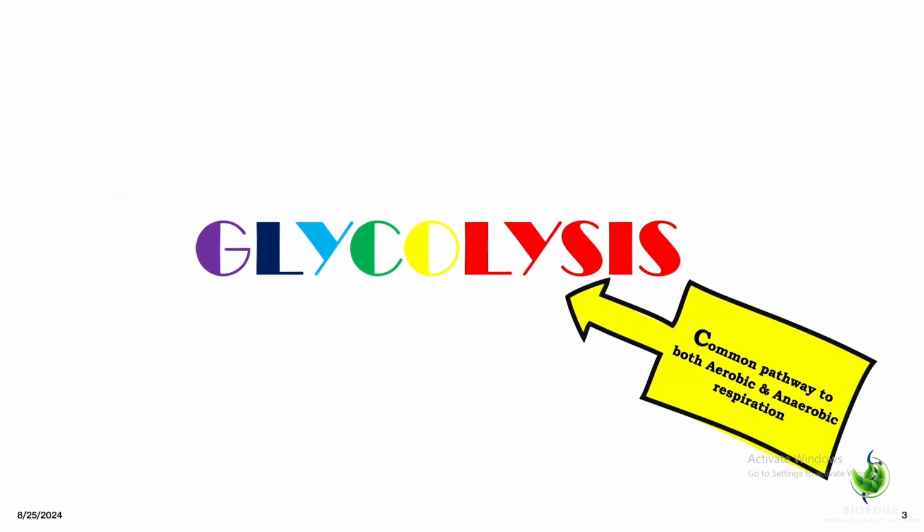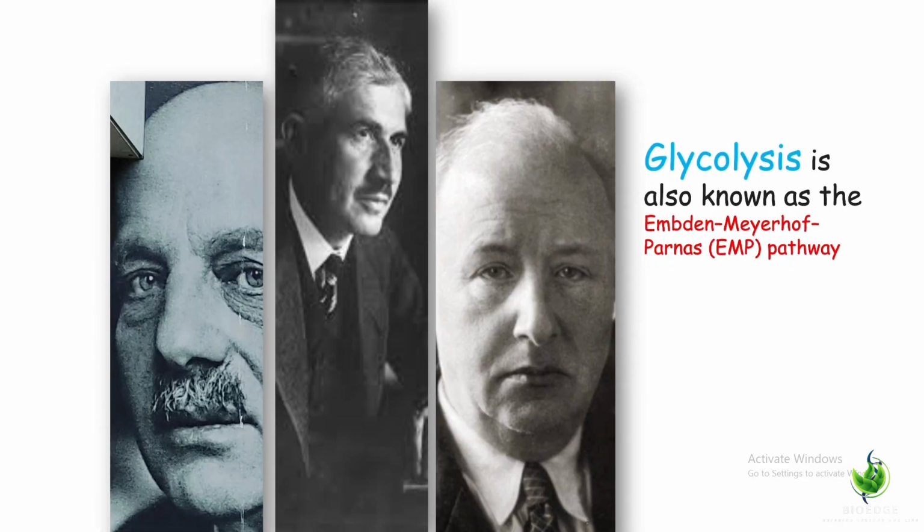Glycolysis takes place in all cells of the body, and it is a common step in both aerobic and anaerobic respiration. This pathway is often referred to as the Embden-Meyerhof-Parnas pathway, or EMP pathway, in honor of the biochemists.